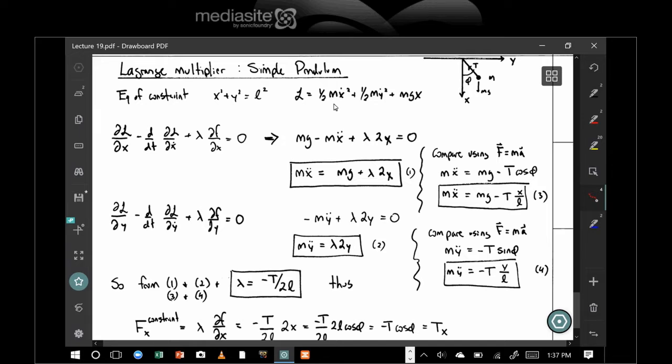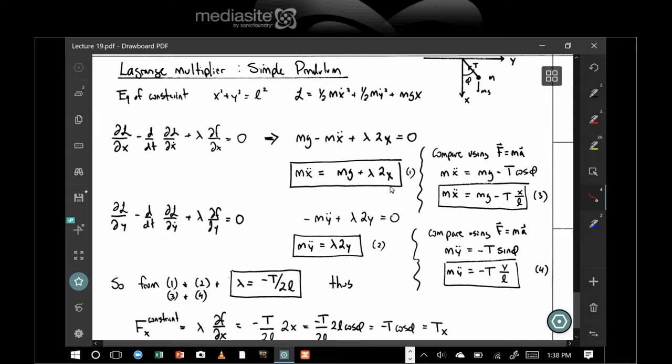Thus, I'm going to get two Euler-Lagrange equations. However, since I have one equation of constraint, this guy here, I'm only going to have one lambda. Okay, so my first modified Euler-Lagrange equation looks like this. That's easy to figure out. Partial L with respect to x, that's mg. The derivative of partial L with respect to x dot, that's just m x double dot. And then lambda times partial f with respect to x, that's going to give me, from this term here, only 2x. So I get this equation here.